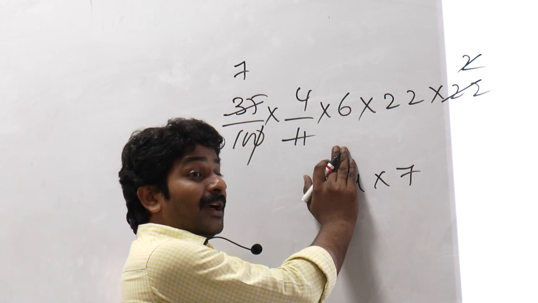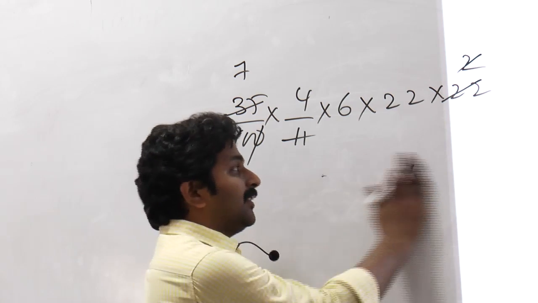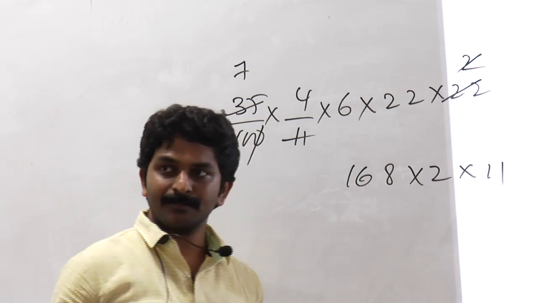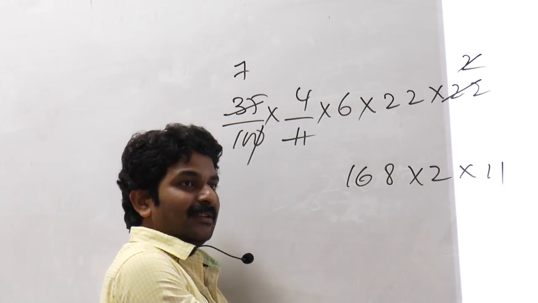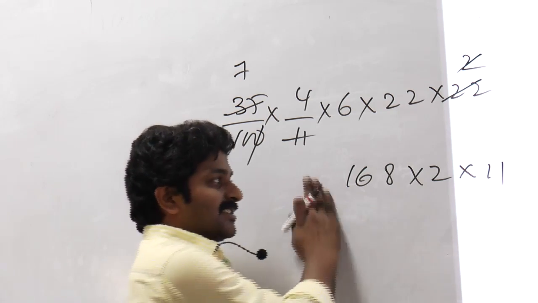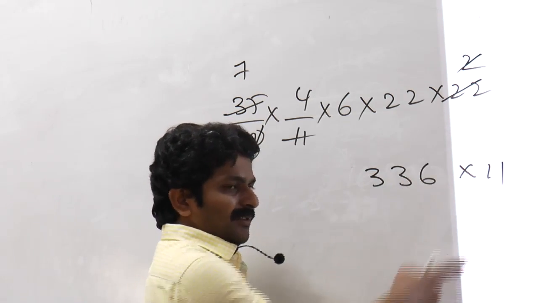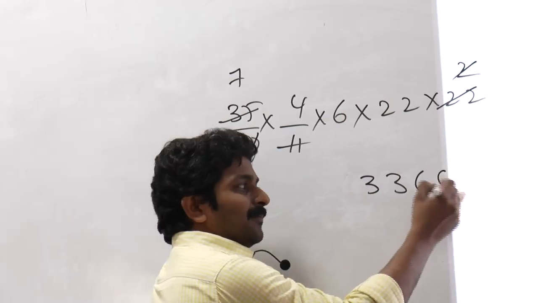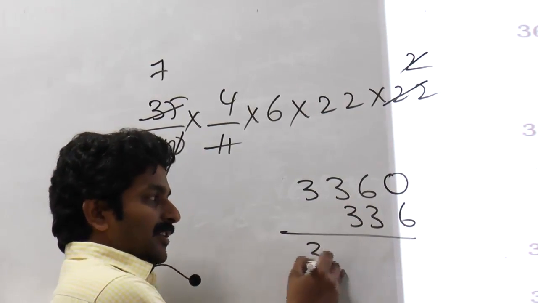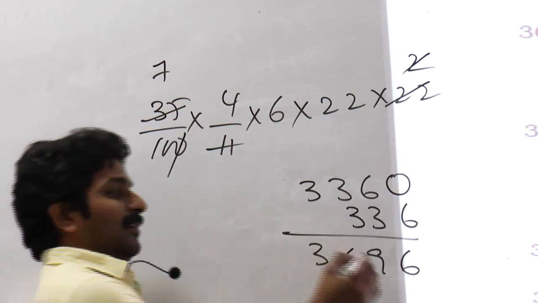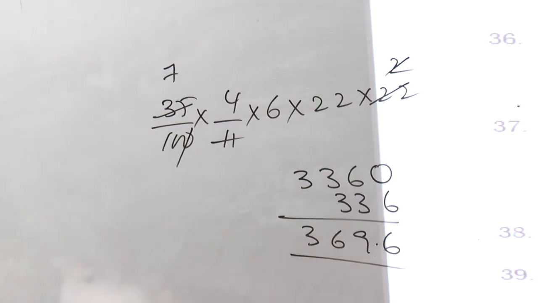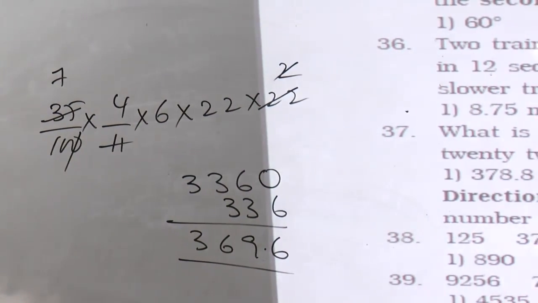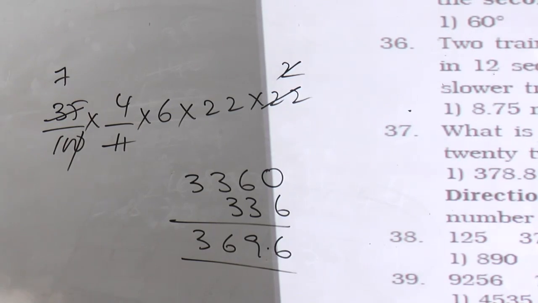175 minus 7, 168. 168 into 22. 168 2 times and then 11 times. 168 2 times is 336. 336 into 11. You have none of this, so you are forced to do it. 336 10 times plus 336 is 3696. By 10, 369.6. If you don't have none of this, you can go for last digit verification. Clear? Next.